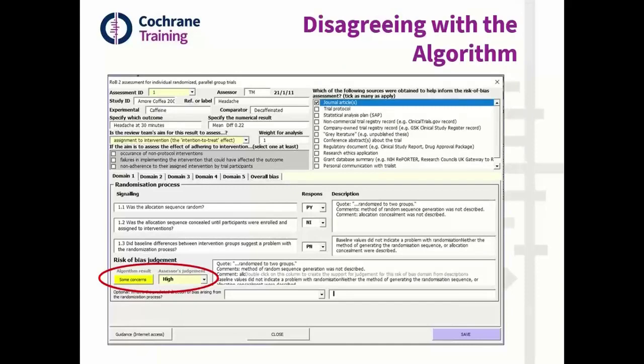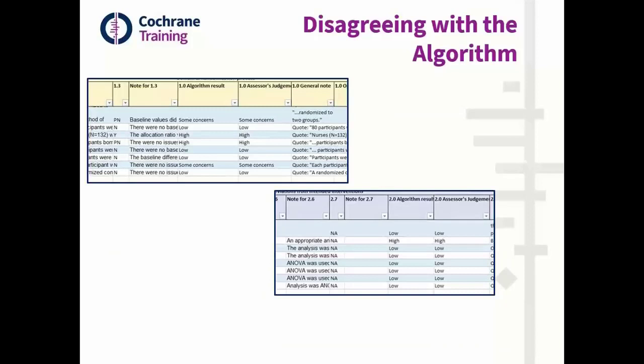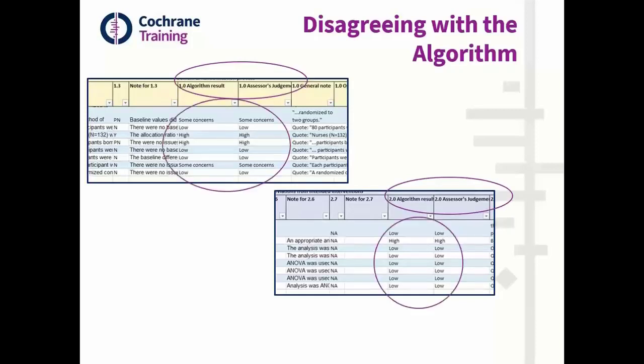So the algorithm will propose a judgment of bias, and it's fine for authors to disagree with the algorithm, but in the vast majority of cases, we would expect authors to agree with the algorithm. But if you don't, it's really important to propose a reason for that, and say why you disagree with it. And this is where you would check. So you look at these 2 columns in the Excel and just see whether the algorithm result matches the assessor's judgment.